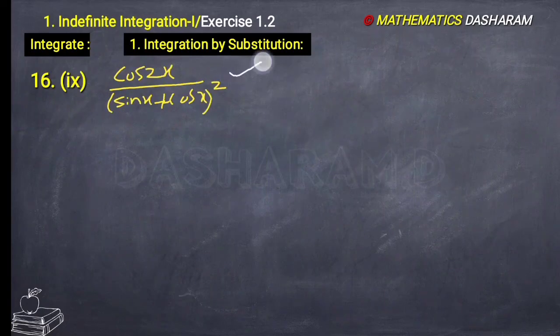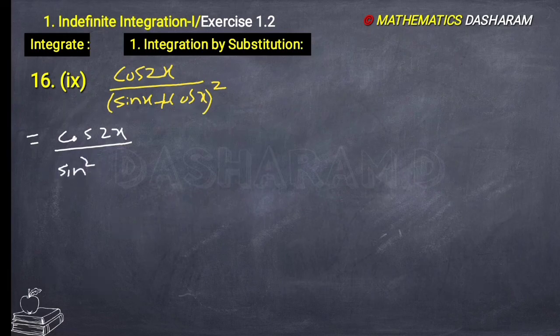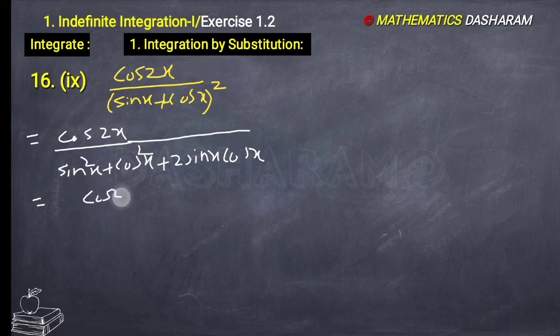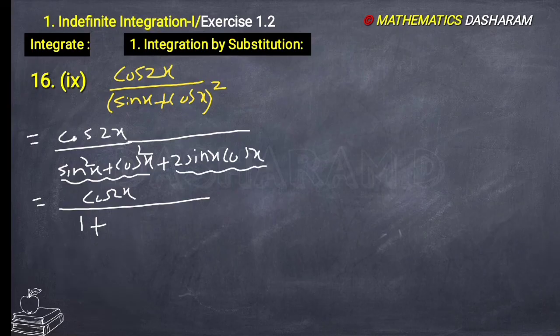Ninth question, cos 2x divided by (sin x plus cos x) whole square. Let us simplify the denominator. First of all, apply the (a plus b) whole square formula, a square plus b square plus 2ab. So it is equal to cos 2x divided by, sin square x plus cos square x is one of the identities, so its answer is 1, and it is also one formula, 2 sin x cos x equals sin 2x.